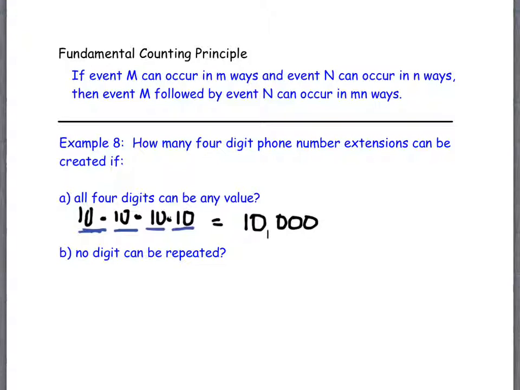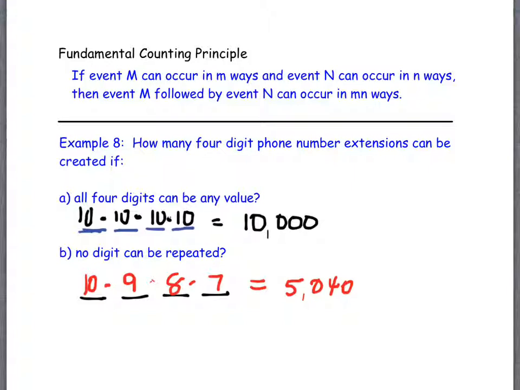All right, part B. What if no number can be repeated? So we still have 4 digits, and we still have 10 options in option number 1. But how many would we now have in number 2? 9, because we already used up one of them in option 1, right? And then we would have 8, and then we would have 7. So what happens if we multiply 10 times 9 times 8 times 7? Half as many. Isn't that crazy? Half as many, and all I did was eliminate the ability to repeat a number.